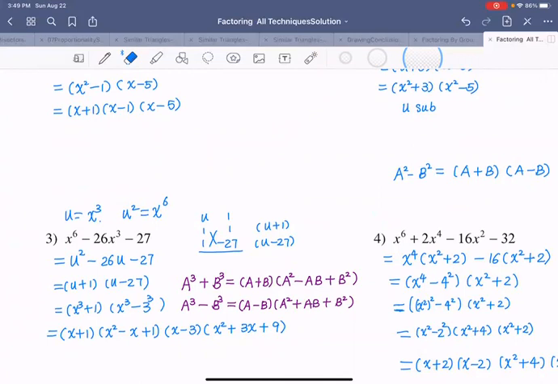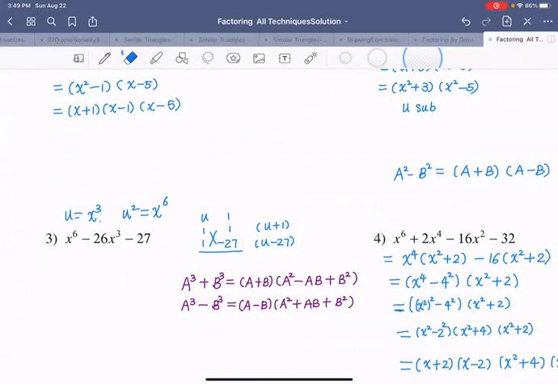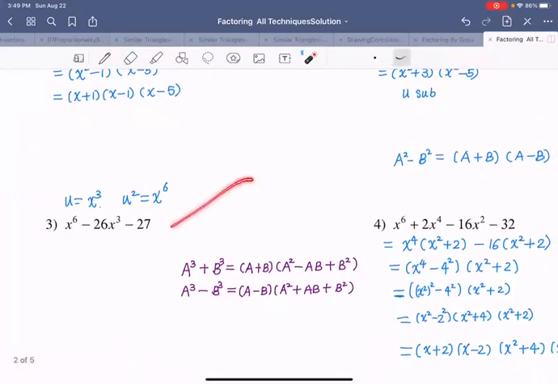Next one is a little bit of a challenge. Let me ask, who wants to volunteer to do this question, number 3? Okay, you want to do it? You can take a look at the question and tell me what you want to start with. So u equals x to the power of 3, u equals x cubed. U squared equals x to the power of 6.